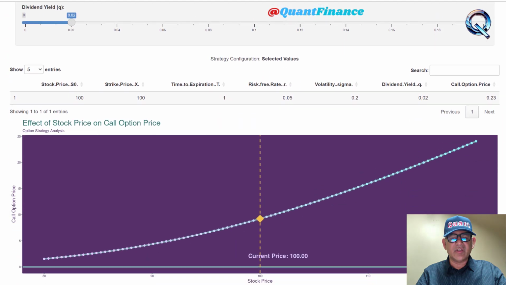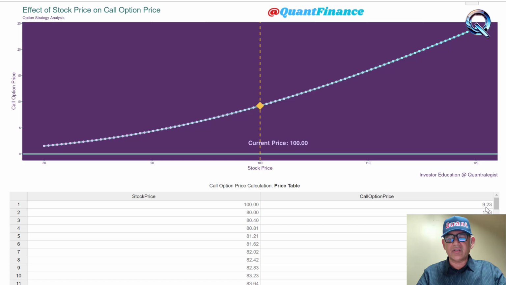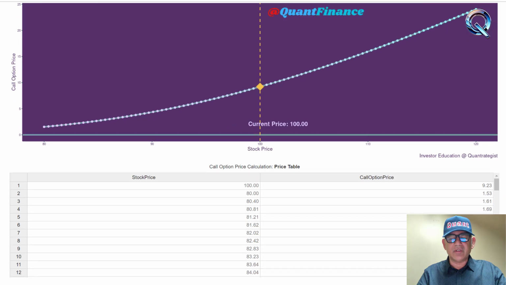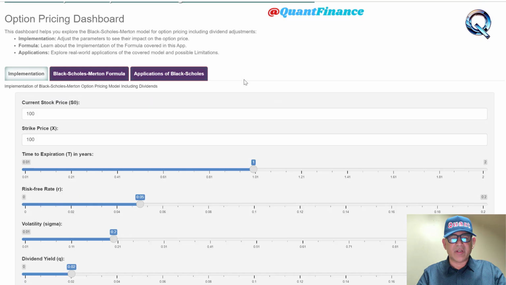Then down there we have a graph at default values. When the stock price is $100, at the other values of these variables and parameters, the call option price is $9.23. There is also a table down there which gives the call option price at a stock price of $100, as well as at other values of S, the current stock price, which can range from $80 to $120. So this way we have this implementation.